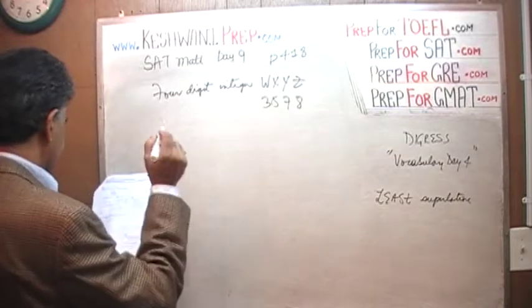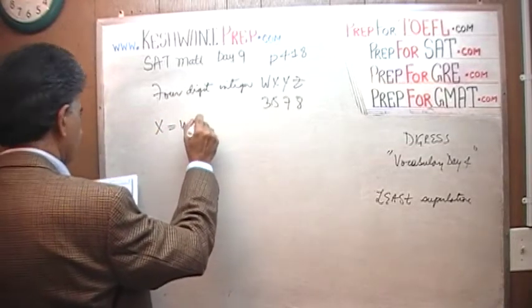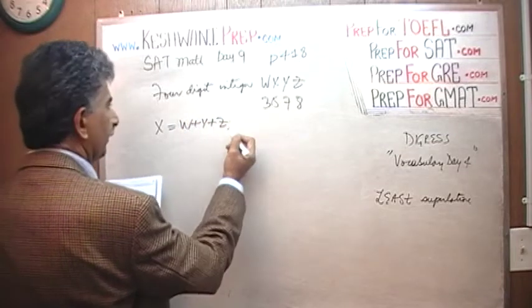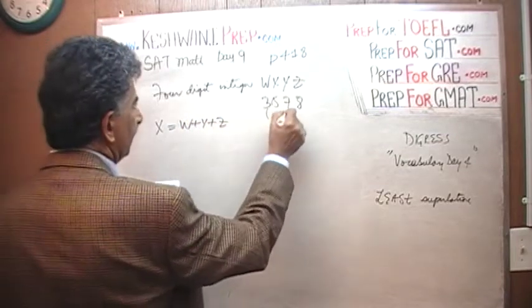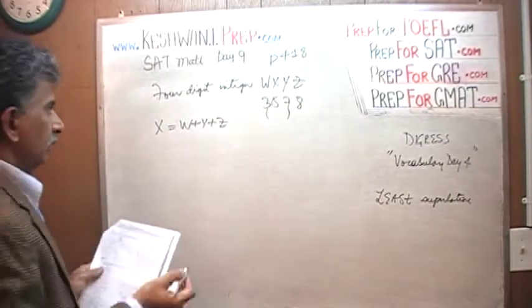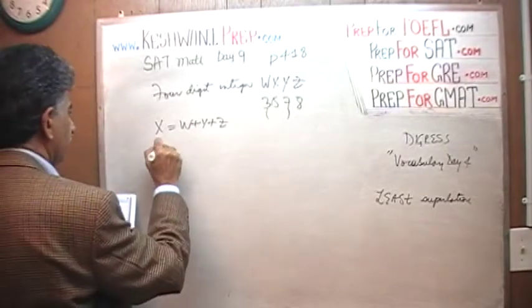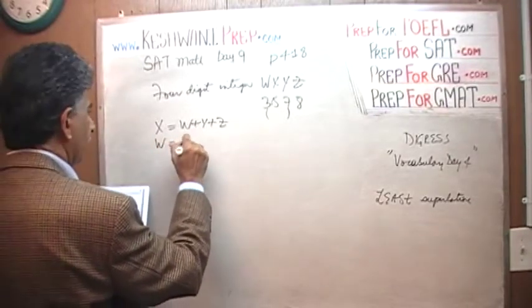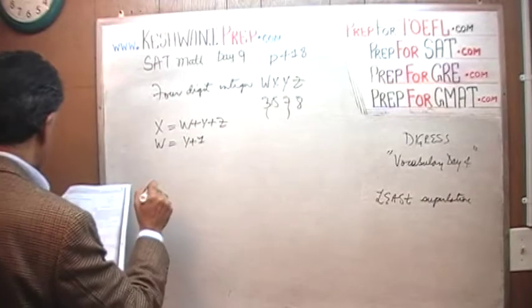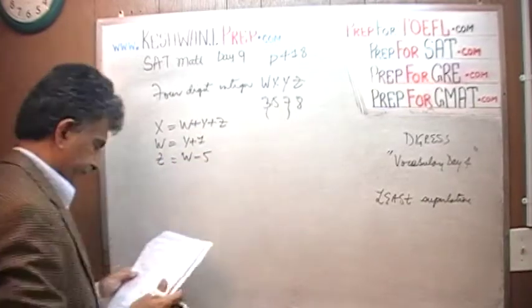There are 3 rules that we must obey. The first one says that X has to equal W plus Y plus Z. 3 plus 7 is 10. This is already not going to work, so obviously that's not the number. The next rule we have to observe is that Y plus 1 has to equal W, and Z must equal W minus 5.